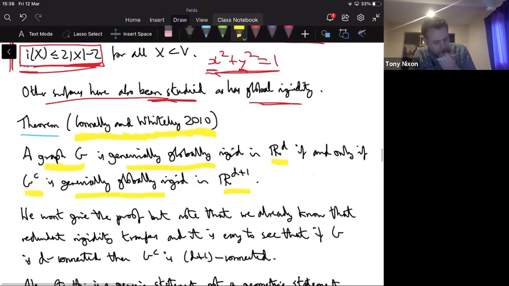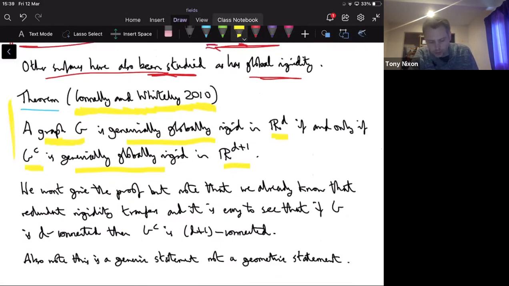Their proof is to use the equivalence of generic global rigidity with the existence of a maximal rank equilibrium stress. And so they show that equilibrium stress rank can be transferred. And again, I don't want to go into the details. I just want to flag up the theorem.